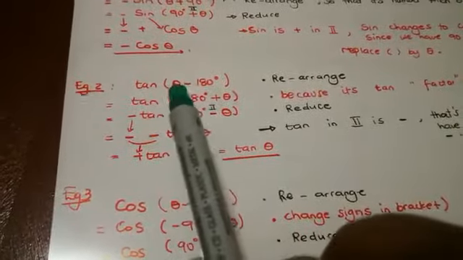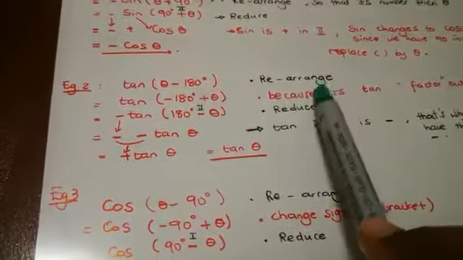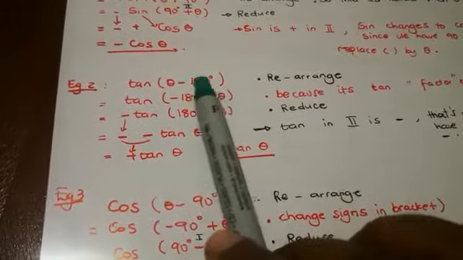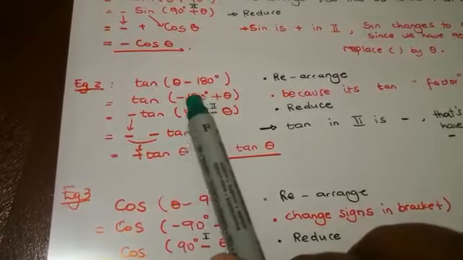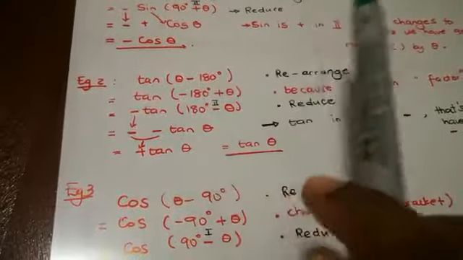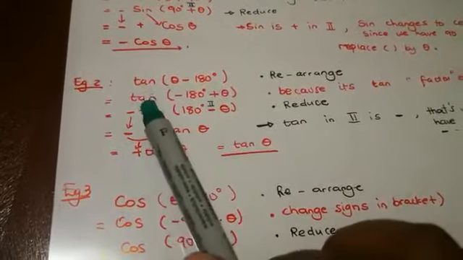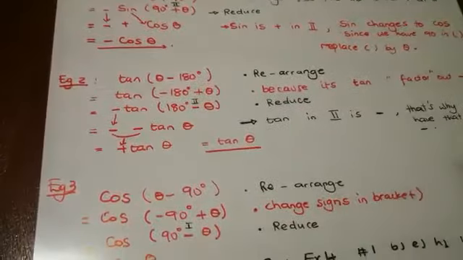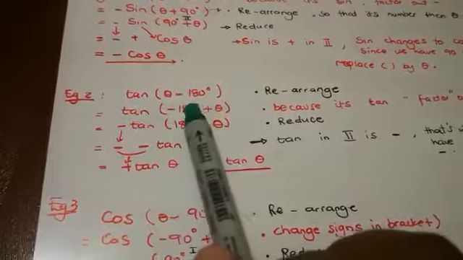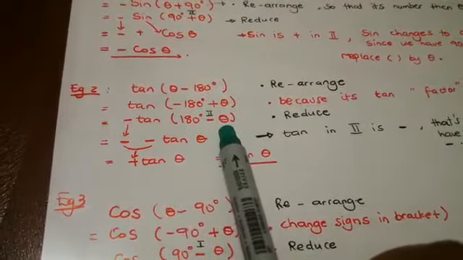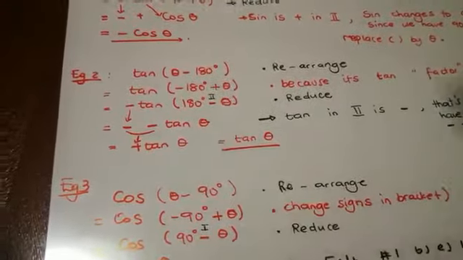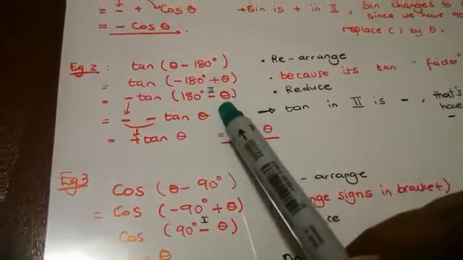You have tan theta minus 180. So we rearrange. We always want the number to start and then the theta. Okay, so when I rearrange, I have negative 180 plus theta. Now we don't want a negative in front of the 180. So because this is tan, remember we said for sine and tan, we can factor out. So factor out the negative. When you factor out the negative, this one becomes positive, this one becomes negative. Okay, remember, positive divided by negative is negative. So that is why now this has become negative.